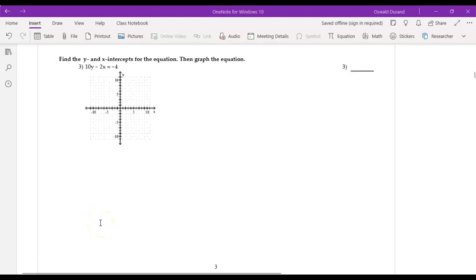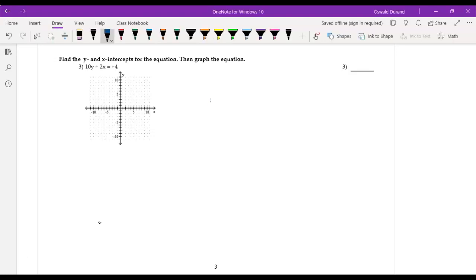So, week three, we're going to talk about graphing linear equations and then creating the equation of a line. Let's start with one method of graphing a linear equation.